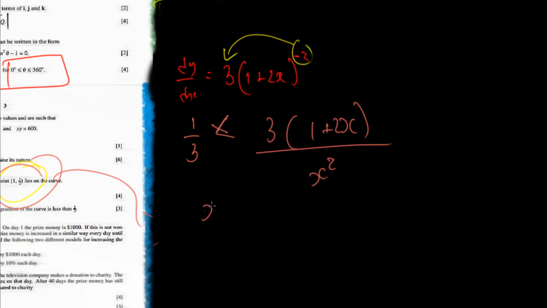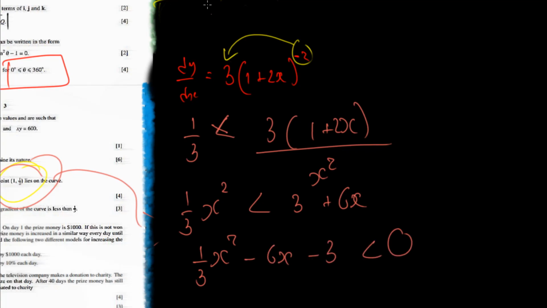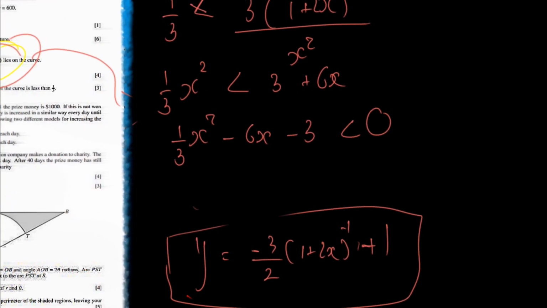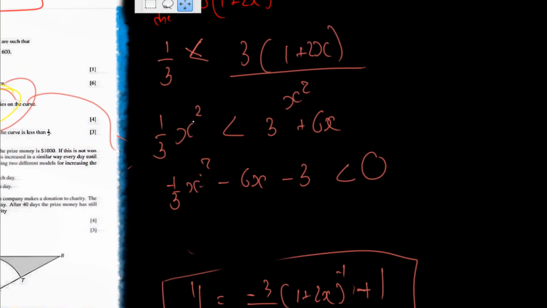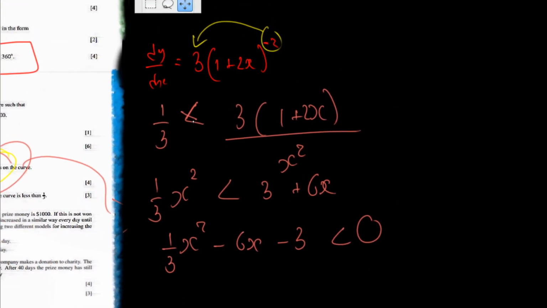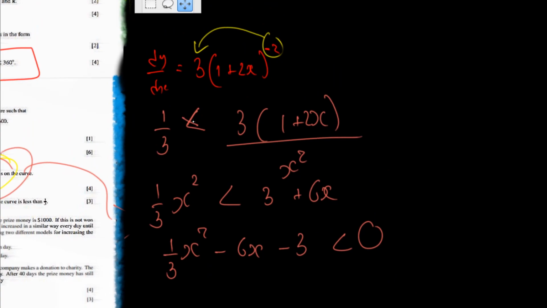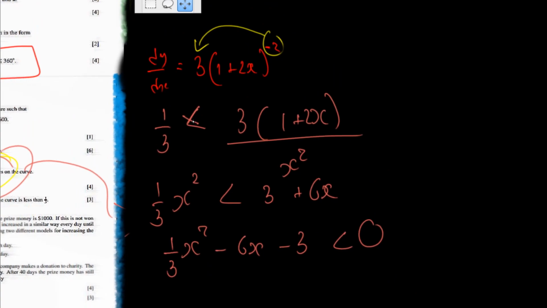So it will be x square is less than 3, 1 by 3 x square is less than 3 plus 6x. We have a quadratic equation situation over here. Minus 6x minus 3 is less than 0, and if we were to solve this equation you should be able to get the answers. Am I doing my algebra properly? Let me double check. It's less than 0.